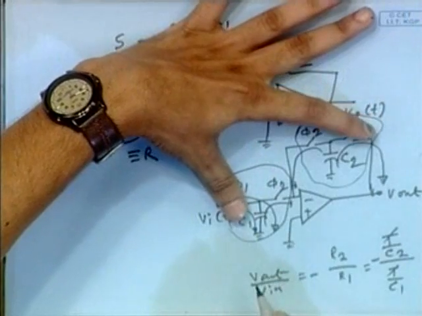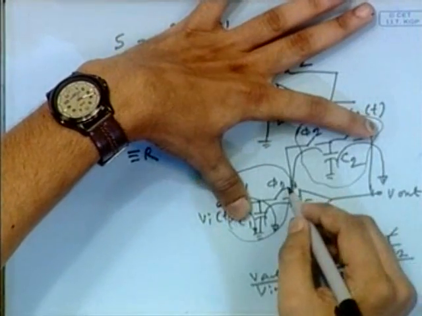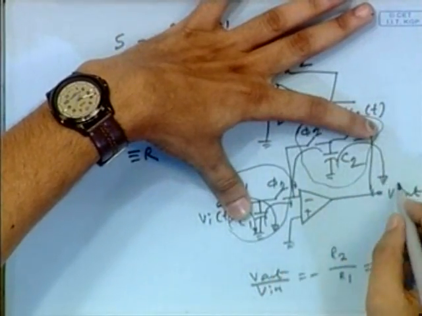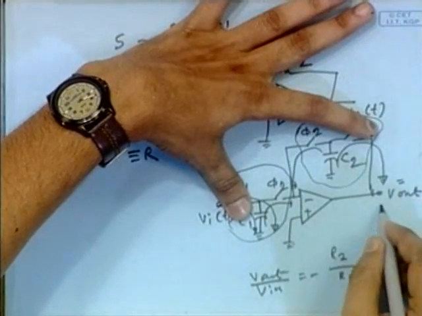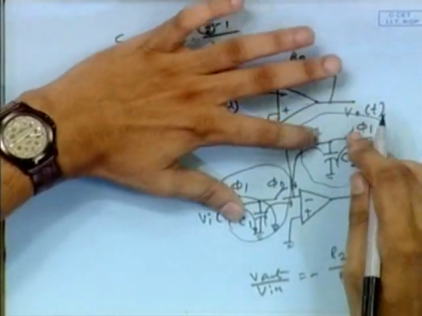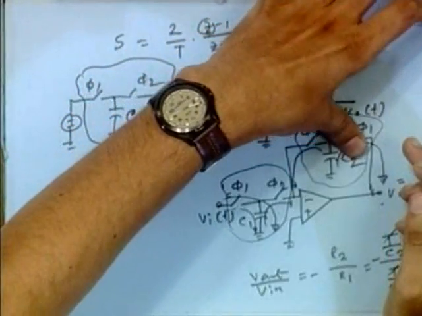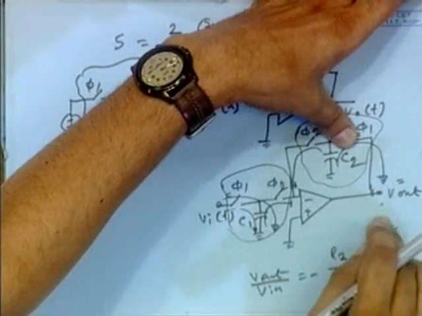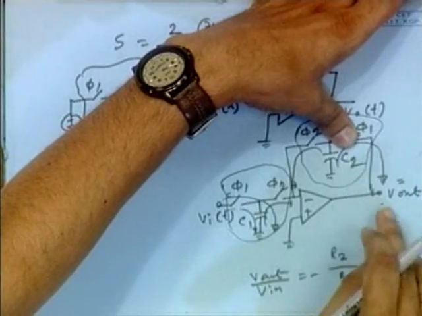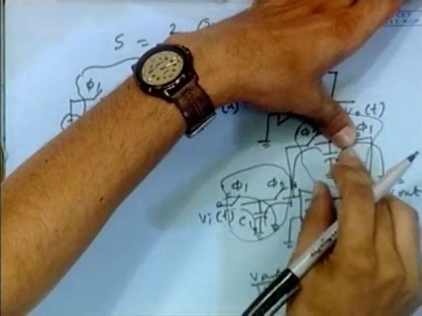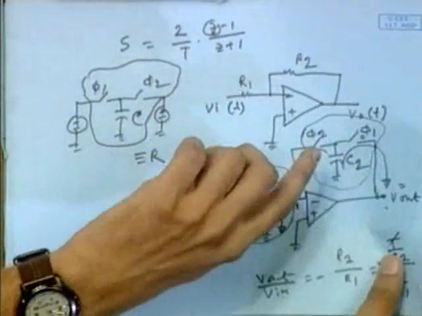Now the problem of this type of circuit is that when phi 2 is on, phi 1 is off. The voltage of this node is floating now because this is off. We cannot define the voltage of this node now. So that is the problem of this type of circuit. Now how do we remove this problem?